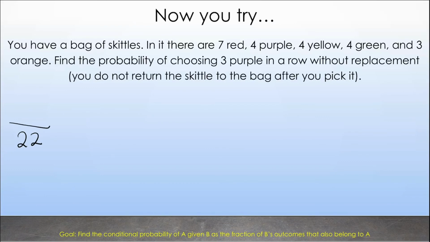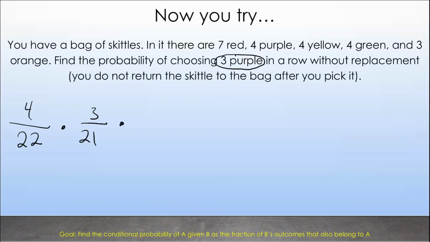So we have a bag of Skittles. In there are 7 red, 4 purple, 4 yellow, 4 green, and 3 orange. Find the probability of choosing 3 purple in a row without replacement. Okay, so on the first draw, I have 4 out of 22. On the second draw, I ate that purple the first time, so now I only have 3 purple and 21 total.